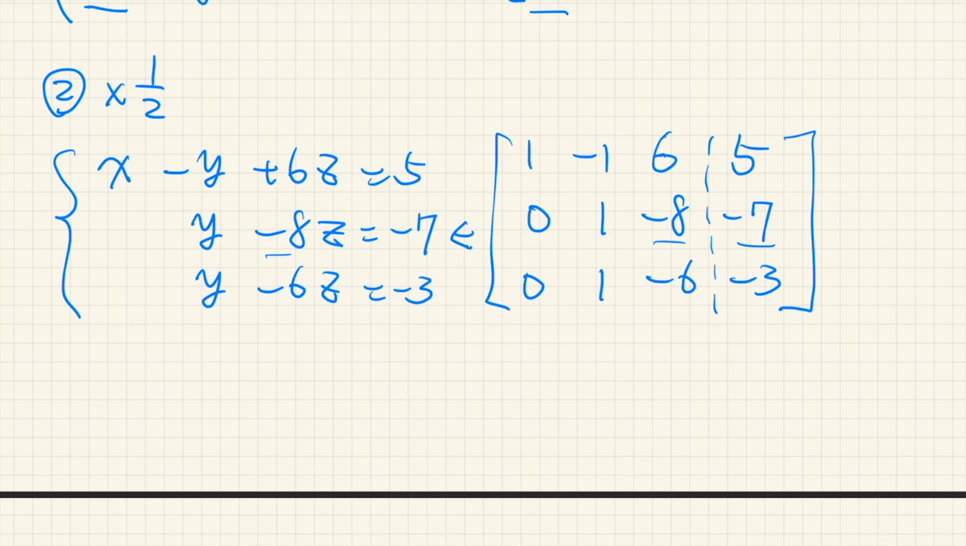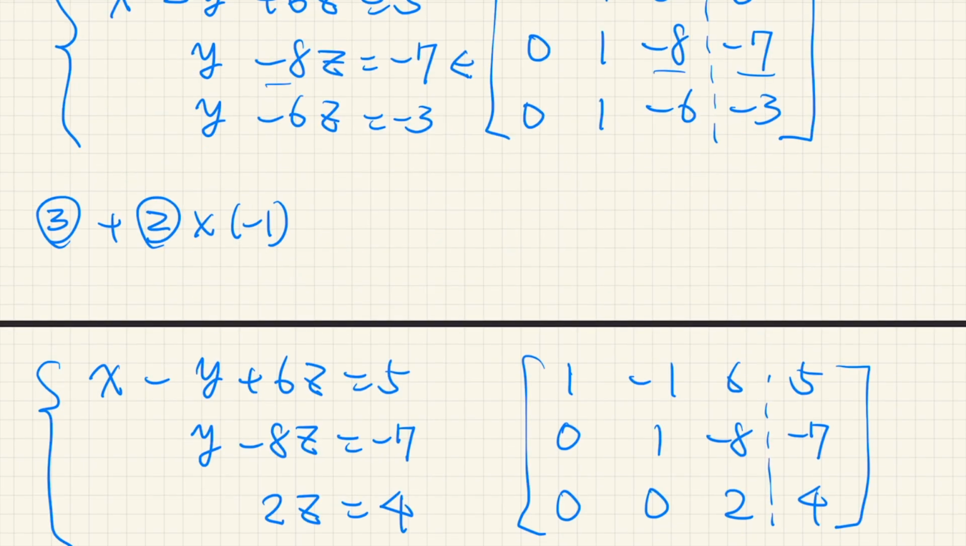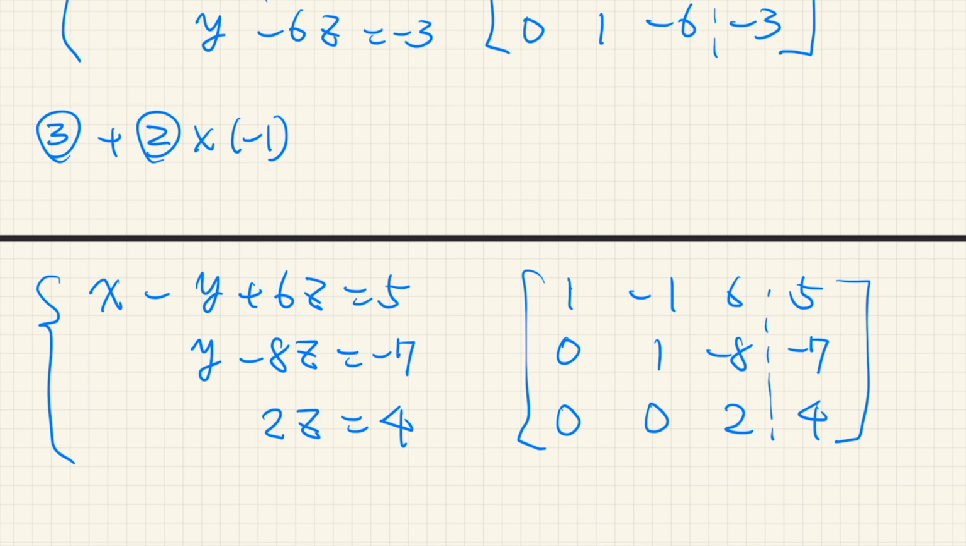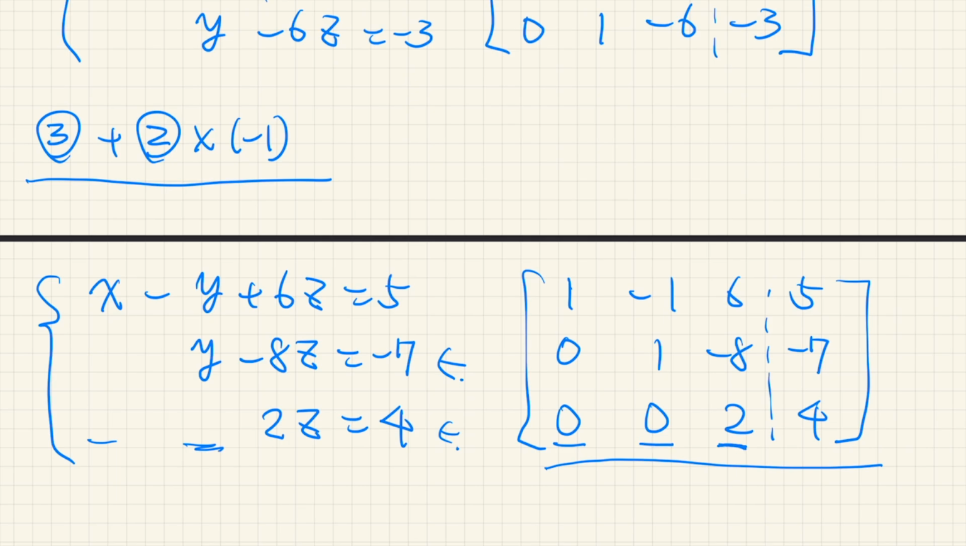And next, let's add to the third row the second row times -1 to get this. So now from the third row, y disappeared. x wasn't there already. And remember, by this operation, we don't change the second row. Only the third row is changed. And similarly, the corresponding augmented matrix becomes like this. So 0, 0, and only the coefficient for z is here. That is 2.